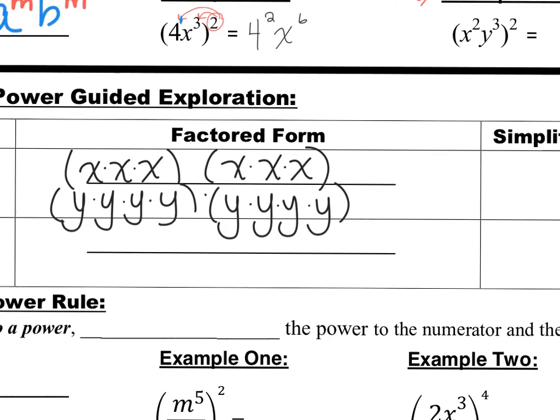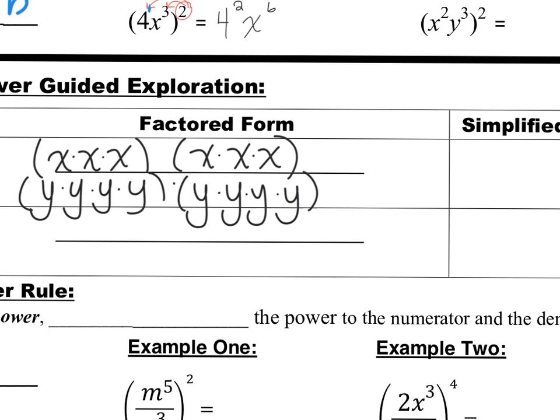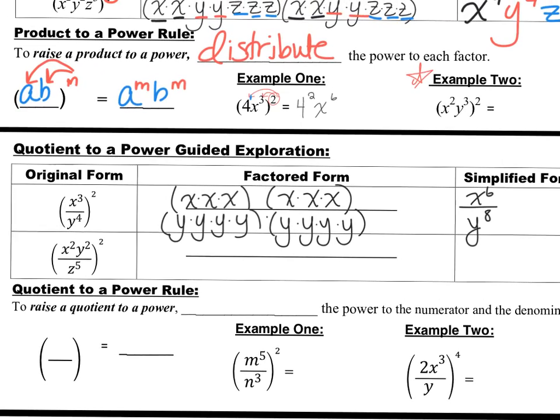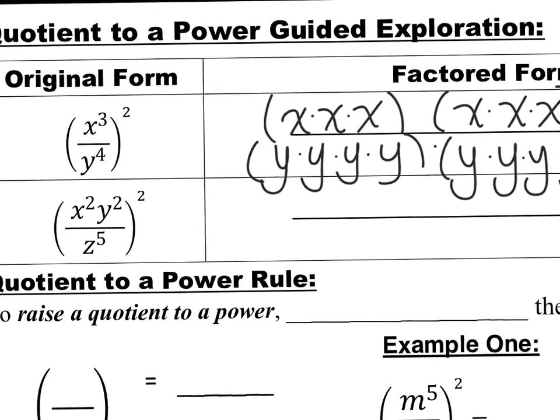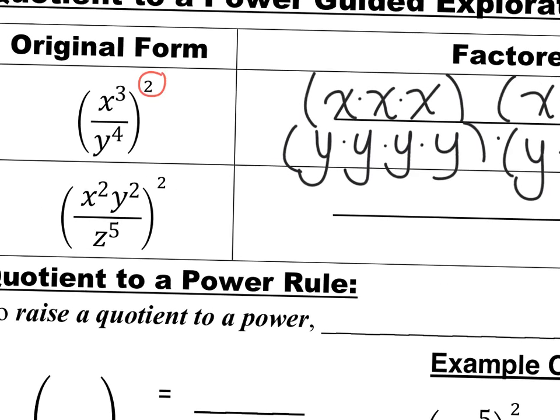In simplified form, I'm going to count how many x's do I have. I have 6 x's, so that would be x to the 6th. And then how many y's do I have? I have 8 y's, so that would be y to the 8th power. So notice that the 2 gets distributed to both the numerator and the denominator, to the power on the numerator and the power on the denominator. Alright, let's go ahead and look at the next example.